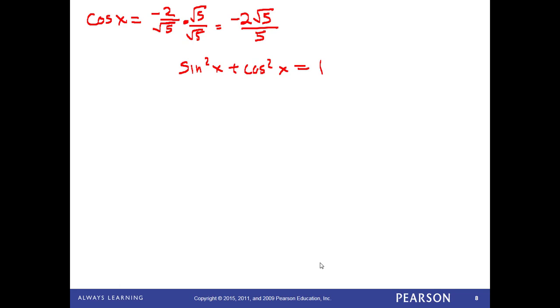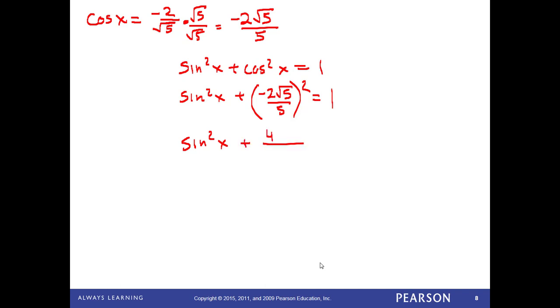This is the one that you will use most often, probably. And so what I'm thinking is plug in what we know for cosine. We're going to have to square this guy now, so be careful, make sure you can square it. Negative 2 times negative 2 is a 4. Square root of 5 times square root of 5 will just be a 5. And then 5 times 5 on the bottom is 25. So 5 times 4 is 20.